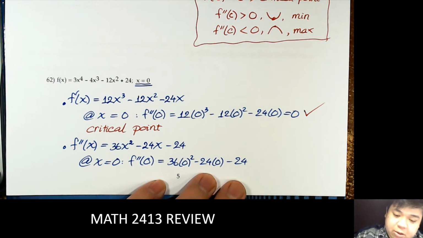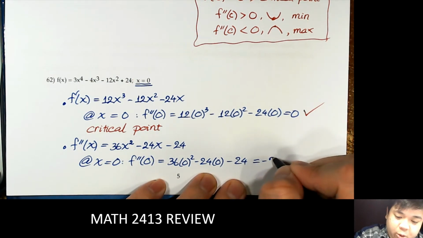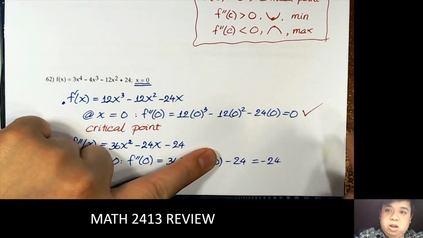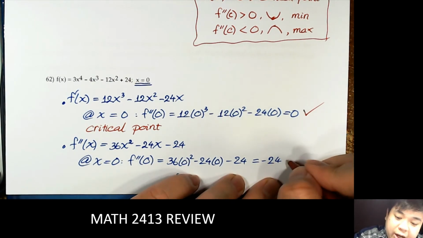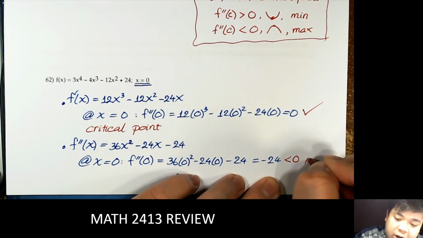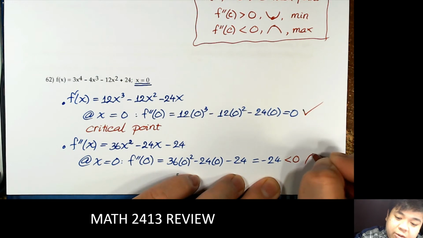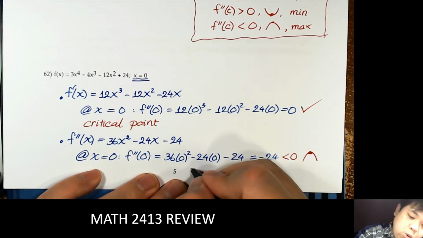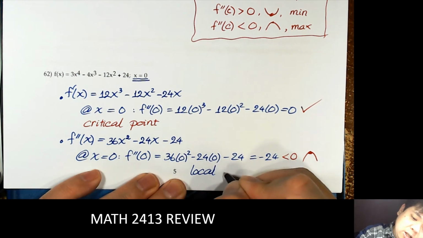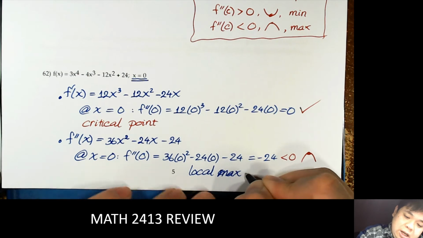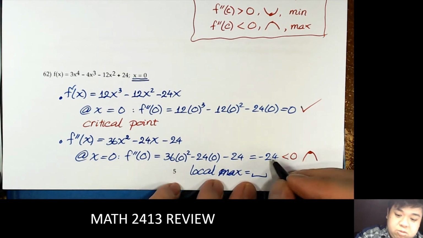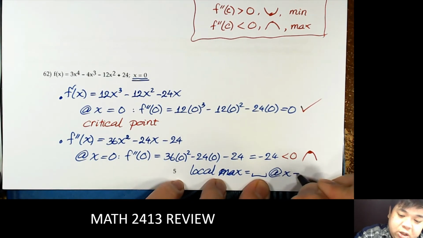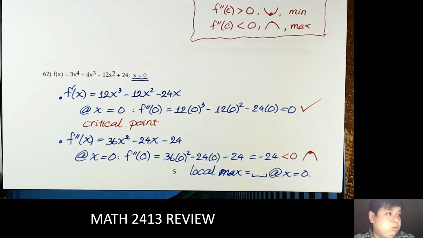And of course that is equal to negative 24, because those being 0. Negative, concave down, therefore it is the max. So we say local max at x equal to 0. We don't need to find the value. So that's all we need to say.